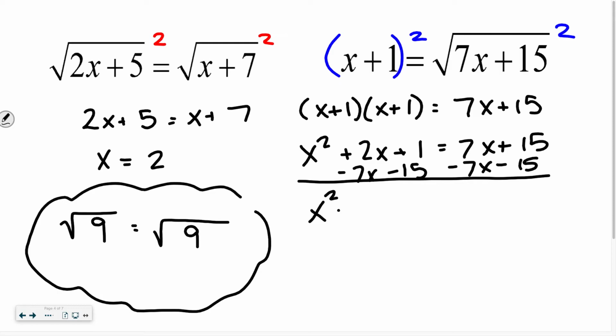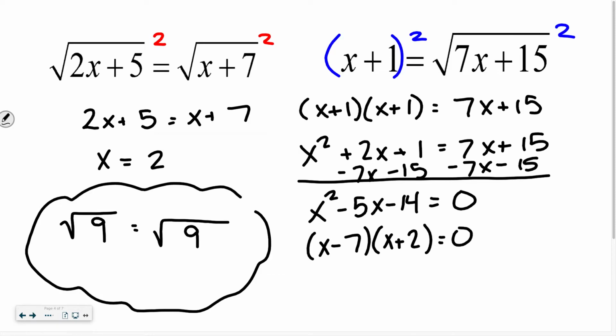So I get x squared minus 5x minus 14 equals 0. You factor that? Factors of negative 14 that add to make negative 5? Negative 7 and positive 2. And so my x's are positive 7 and negative 2. Okay, everybody okay with that? Anybody got any questions for me?